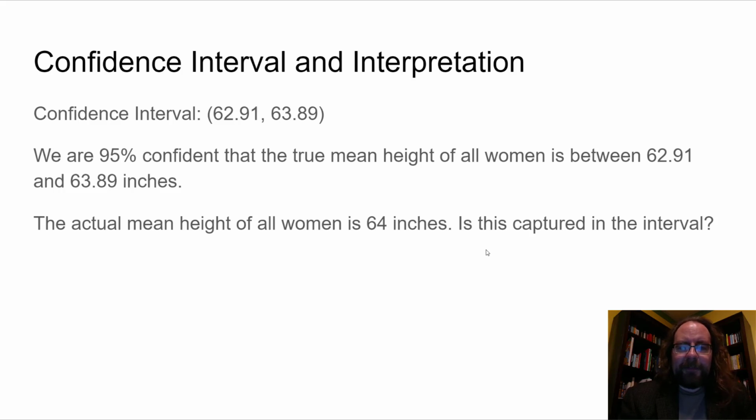So what if I told you that the actual mean height of all women is about 64 inches? Is this captured in our interval? So looking at the interval, we could see that no, 64 inches is going to be just outside to the right of our confidence interval. So it's actually not even in there.